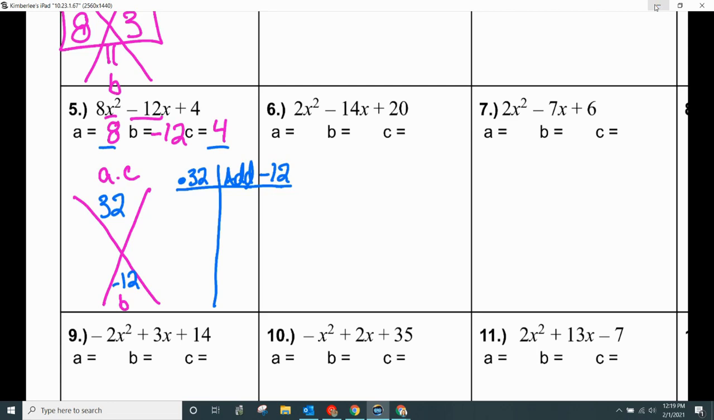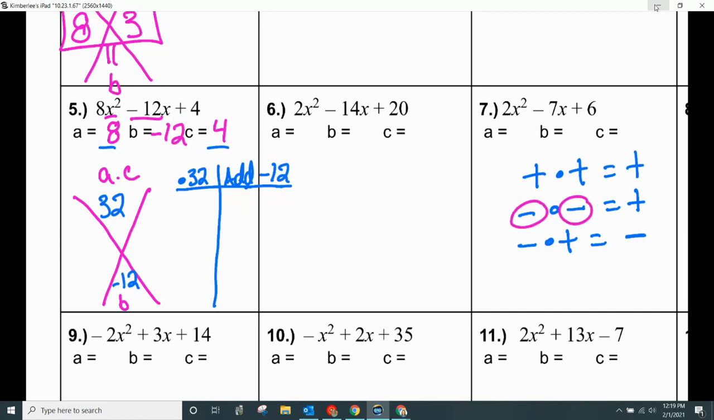So remember, a positive times a positive will give you a positive. If you multiply a negative times a negative, you get a positive. Okay. If you multiply a negative times a positive, you're always going to get a negative. So we need to get positive 32. So we actually need to be multiplying a negative number and another negative number. That's the only combination that's going to work for us.